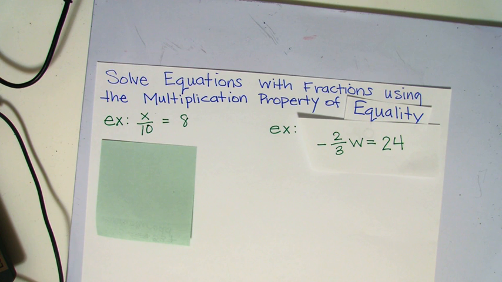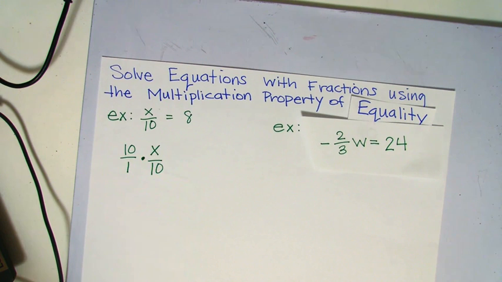Because it is division, we're going to use the inverse operation, which is multiplication. So in this problem, we're going to multiply 10 to each side to isolate x. This is how it's going to look.